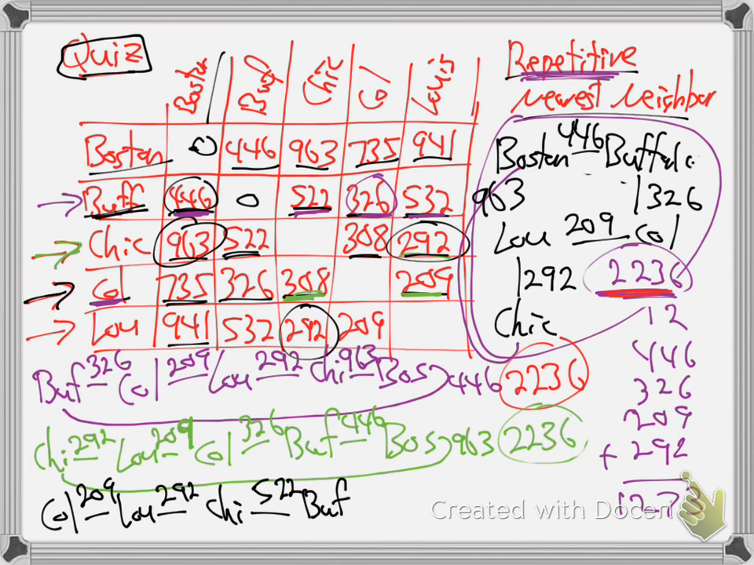Can you guys read my writing? 963. This is 446. 326. 209. This is 9. 292.